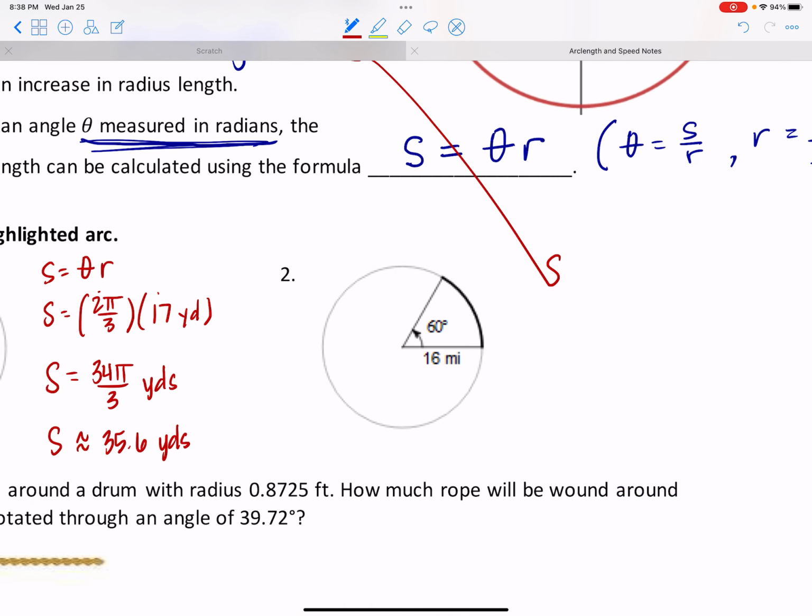What is going on here? My formula to find the arc length says take the angle, multiply by the radius. So my angle is 60 degrees, but that 60 degrees has to be multiplied by pi over 180 to convert it to radians. And then I have to take that and multiply by my radius, which is 16 miles.